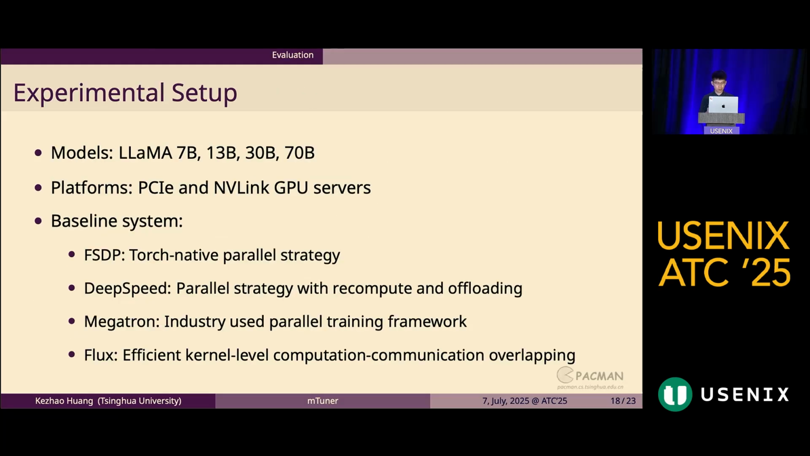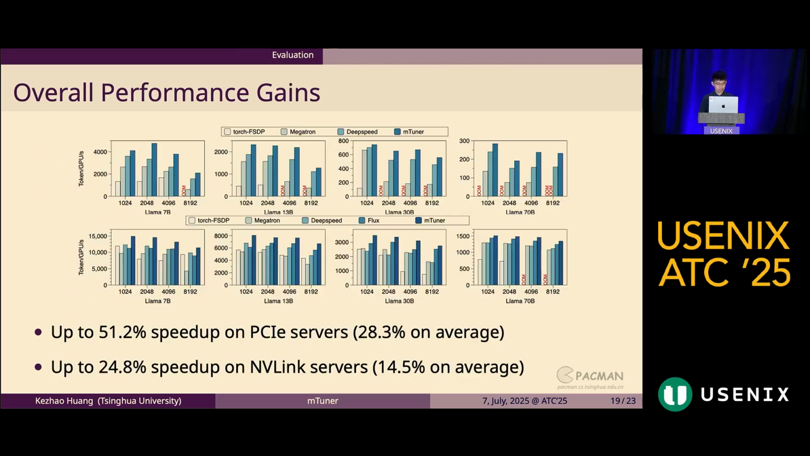Let's now move on to the evaluation part of mTuner. We test our system on a range of model scales, specifically Llama models with different parameter sizes, to ensure our technique generalizes across different sizes. For hardware, we use both PCIe and NVLink-based GPU servers, covering different levels of interconnection. In terms of baselines, we compare mTuner against different systems like FSDP, DeepSpeed, Megatron, and Flux.